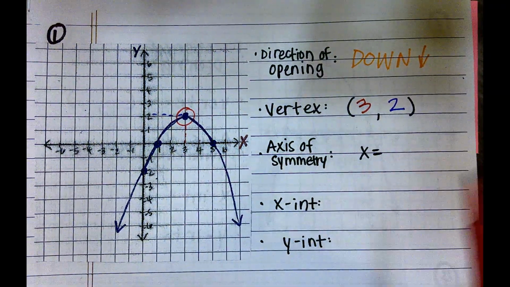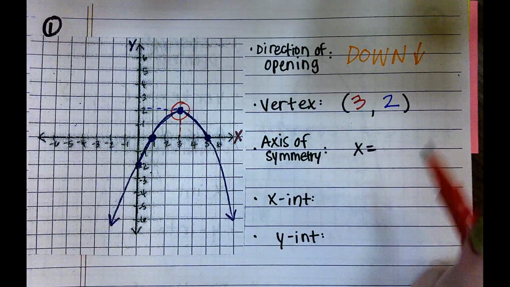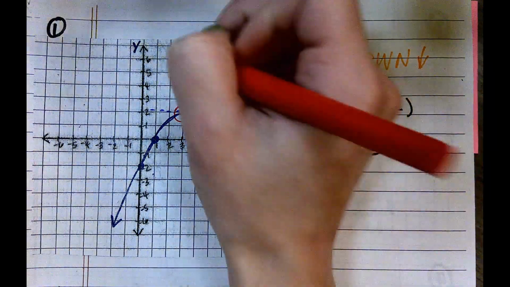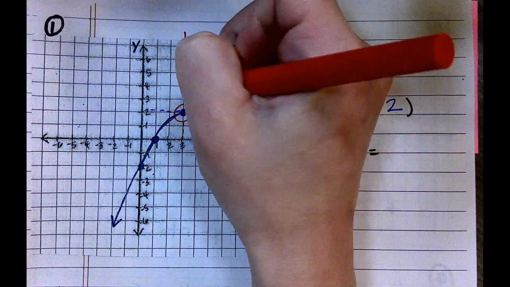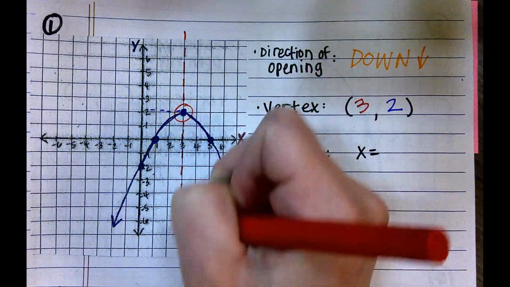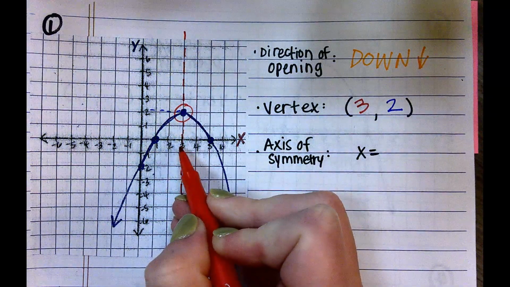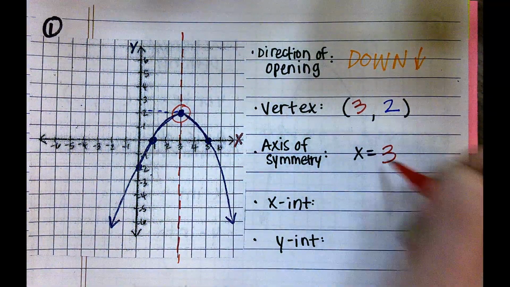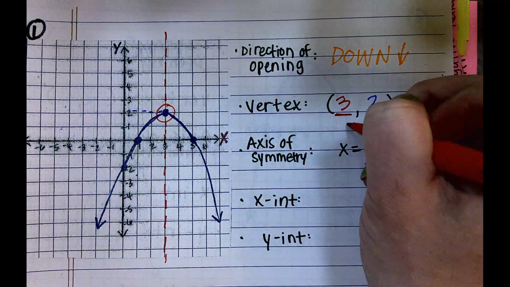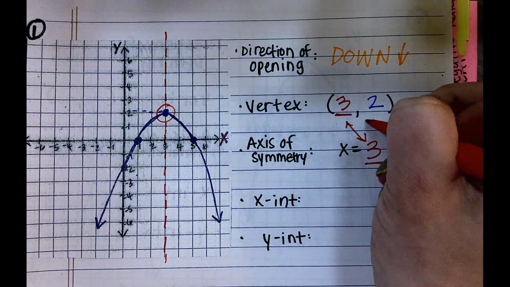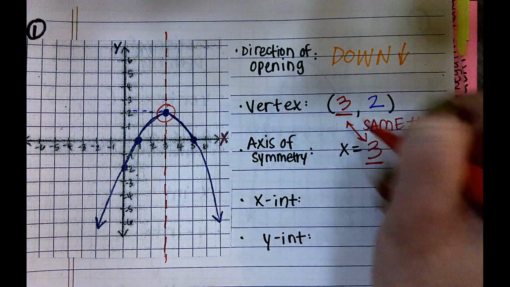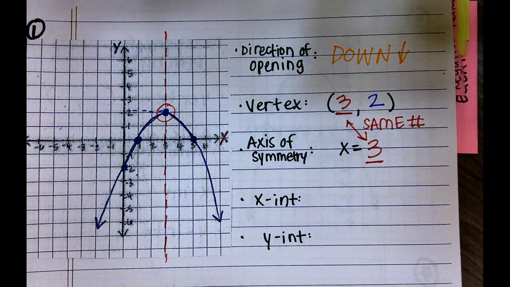Okay. Axis of symmetry. What's that going to be? 3. Good. It's the same x from the vertex. It's that dotted line that goes through 3 on the x-axis. So x equals 3. This is a good thing to know. These will always be the same number. Always, always.